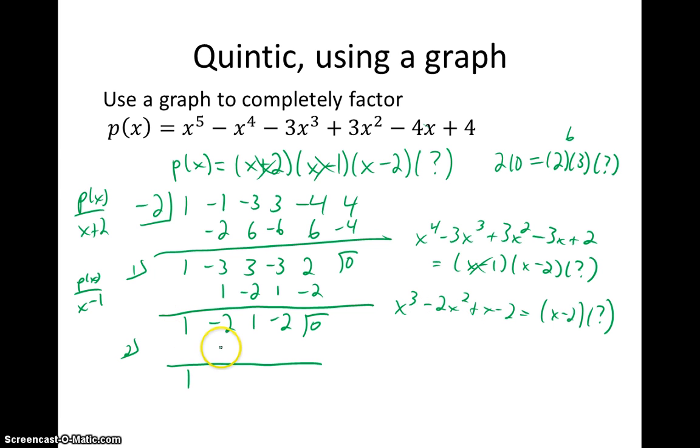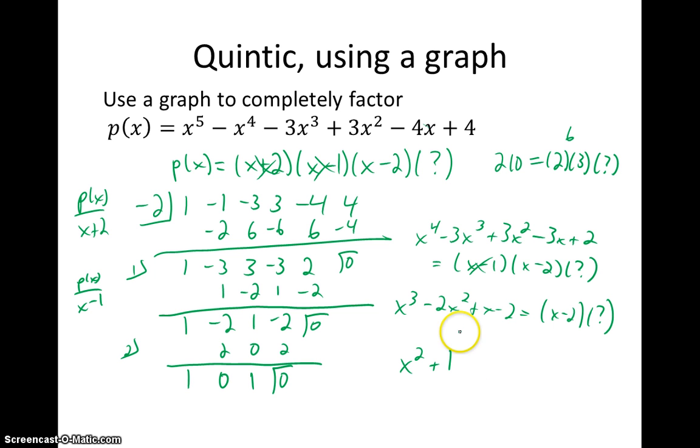1 comes down, times 2 is 2, and -2 are 0. 0 plus 2 is 2, 2 times 2 is 4, plus 1... 0 times 2 is 0, plus 1 is 1, times 2 is 2, and -2 are 0. We get that 0 once again. So now what I have shown is that our question mark here is x squared. We have no x term, so just x squared plus 1.